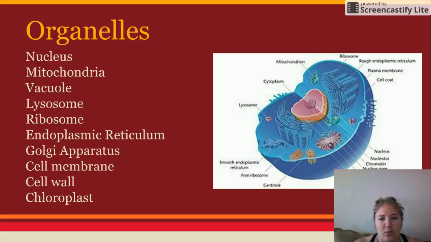So the first one is the nucleus, and it's one of the most important ones in the cell. And then after that, we also have the mitochondria, the vacuole, the lysosome, the ribosome, the endoplasmic reticulum, the Golgi apparatus, the cell membrane, the cell wall, and the chloroplast. Not all cells have all of these things, but these are organelles that are found within different types of eukaryotic cells. So when we're talking about eukaryotic cells, we're talking about both plant and animal cells.